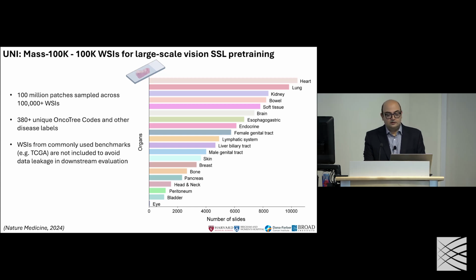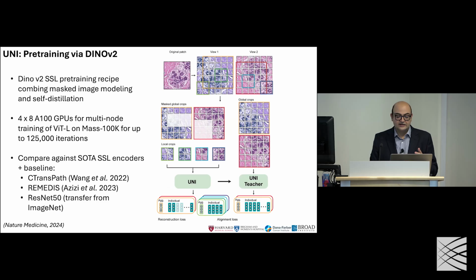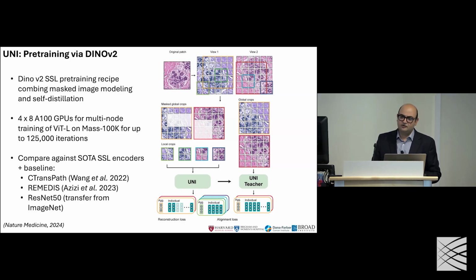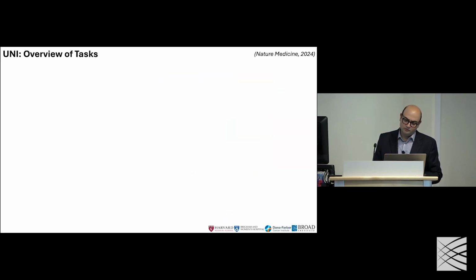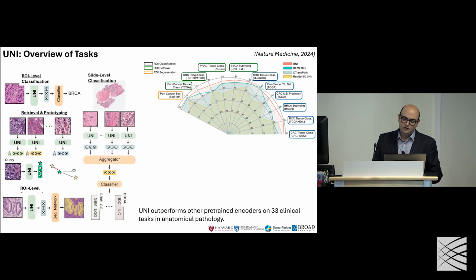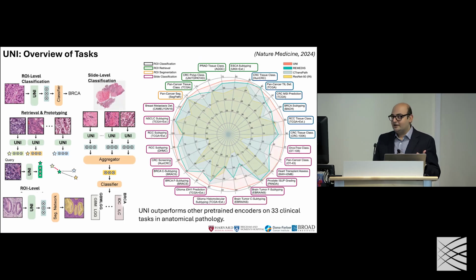So it was around 100,000 cases. We have 100 million pathology images from 100,000 cases. This was the initial version of the model, and it used the DINOv2 framework for training. At the time, we compared it with a number of other models, as well as the baseline ResNet-50 trained on ImageNet, which was the most commonly used encoder for pathology images, and it was applied to 33 clinical tasks downstream.